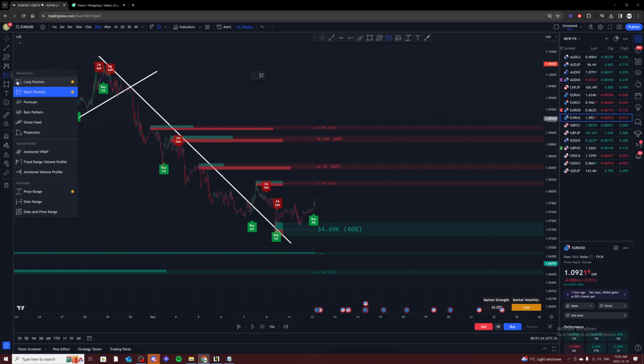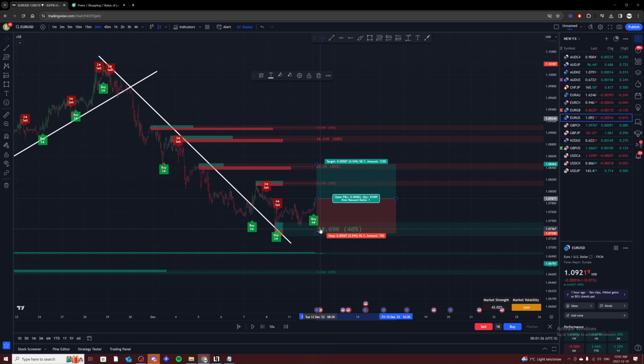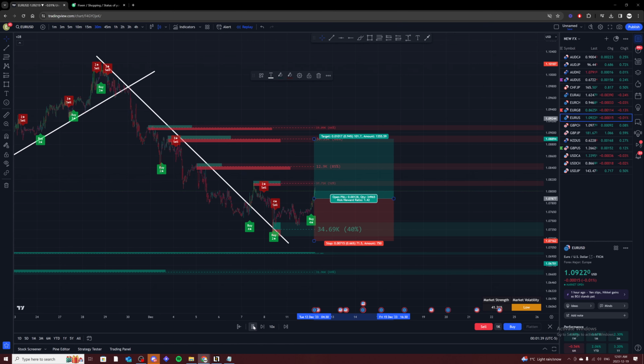So simply over here, what we do, take a long position and we simply put our stop loss behind the demand level, and we want to target one of these supply levels up here. We can target something like this, for example, which gives us a good risk reward ratio of 1.42. Then we just take that trade.